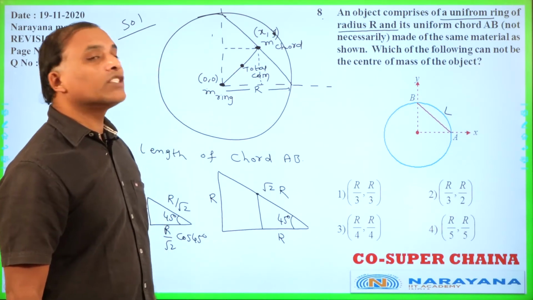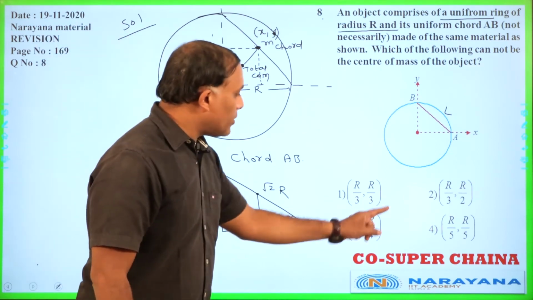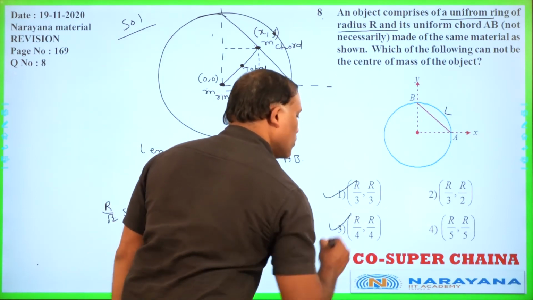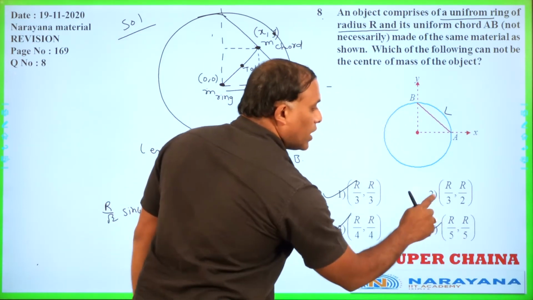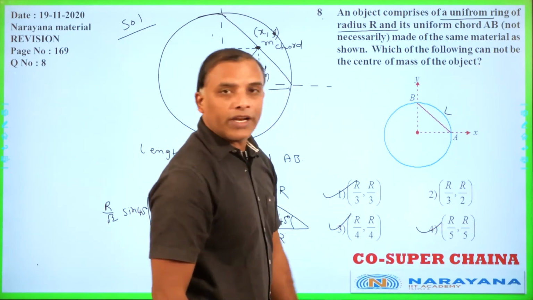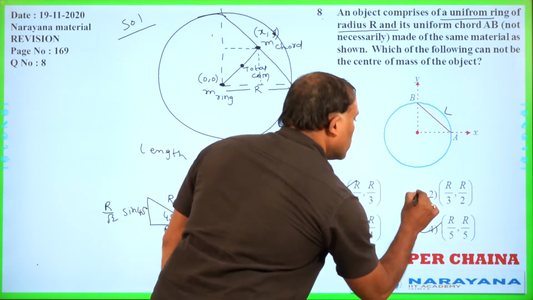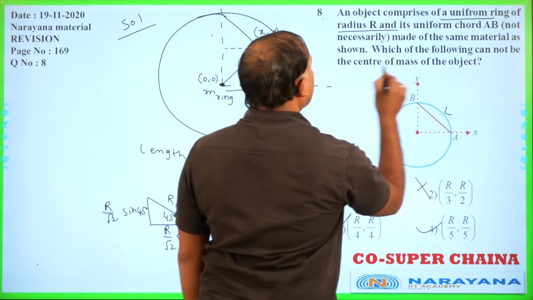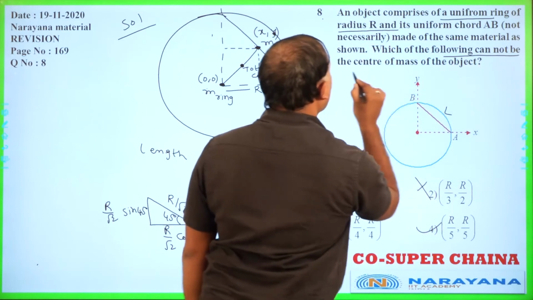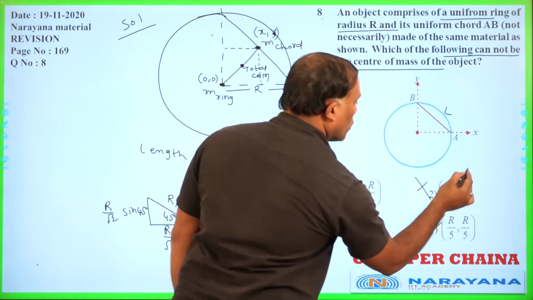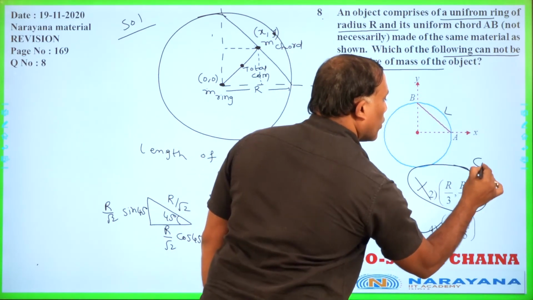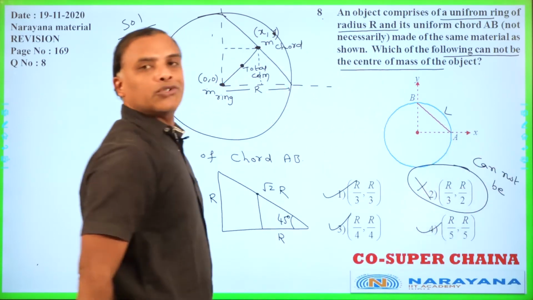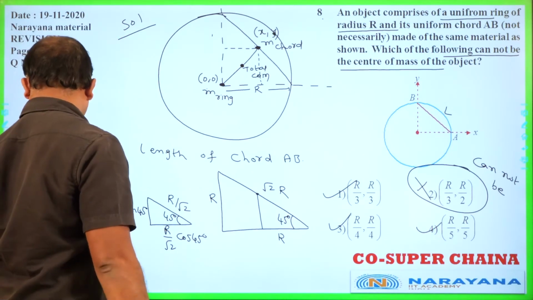So which of the following is not possible? r by 3 is possible, r by 4 is possible. So this is possible, this is possible, this is possible. But if you see here, both must be the same coordinates. So now this will not be the correct answer. What is it asking? Which of the following cannot be the center of mass? So this cannot be. This cannot be. Yes. Like this we can solve this question.